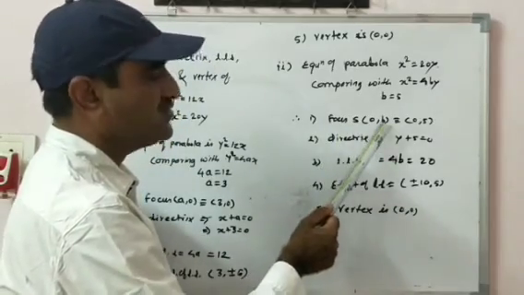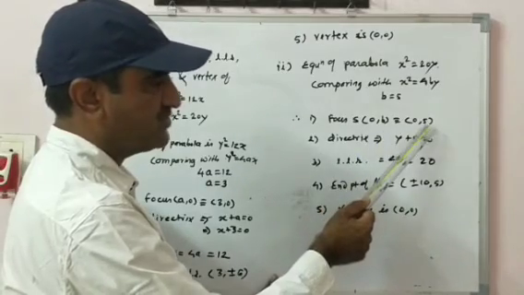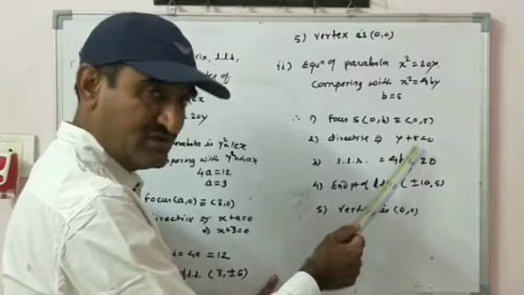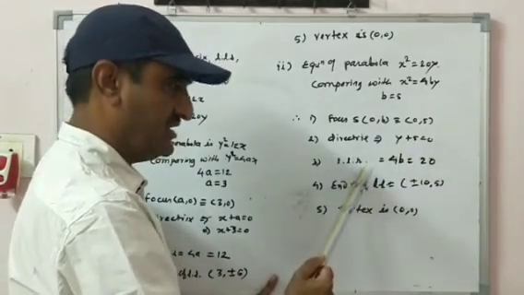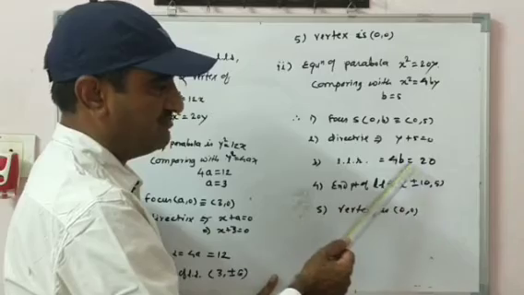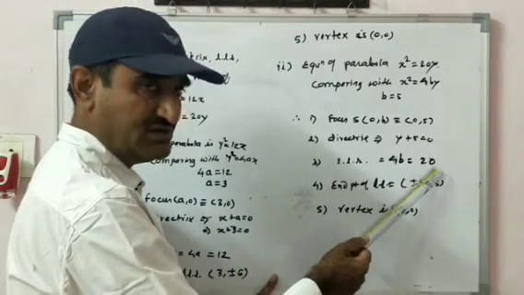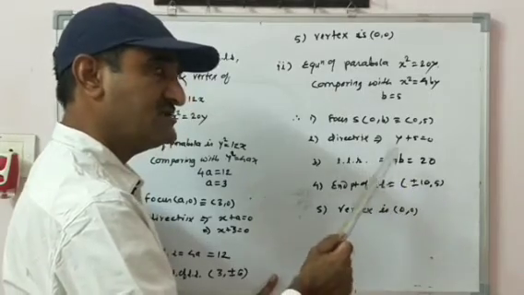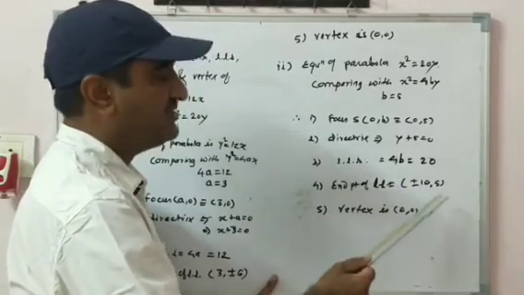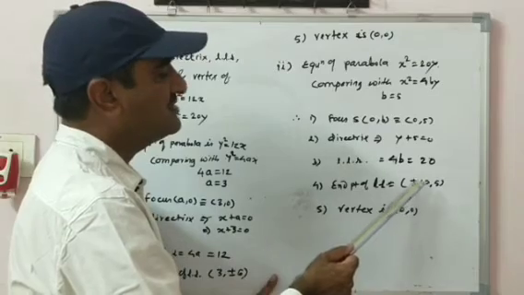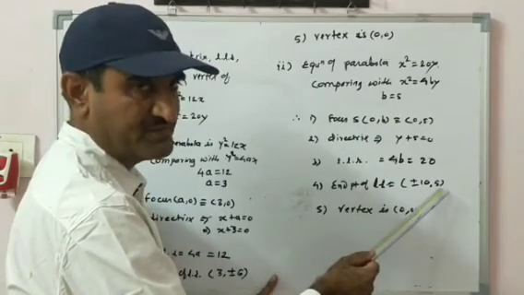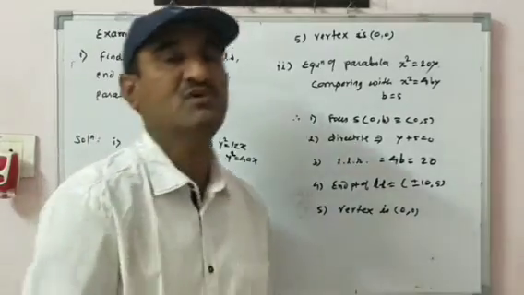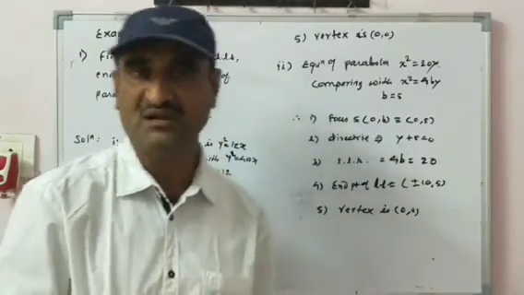Focus (0, b). Put the value of b as 5. Directrix y plus b, here b is 5. Y plus 5 equal to 0. Length of latus rectum 4b, b is equal to 5, that is 20 units. End points of latus rectum (plus minus 2b, b). B is 5. Twice b is 10. Therefore (plus minus 10, 5). These are the end points of latus rectum. And the vertex is at the origin. Same. The vertex is always at the origin for the standard parabolas.